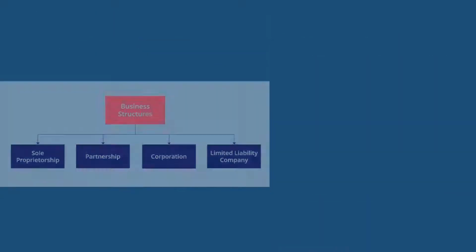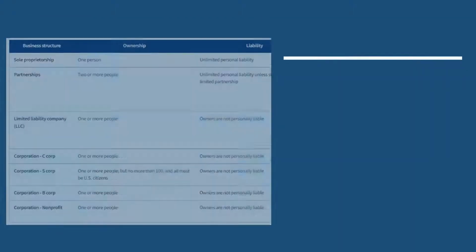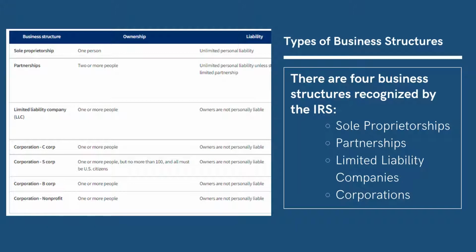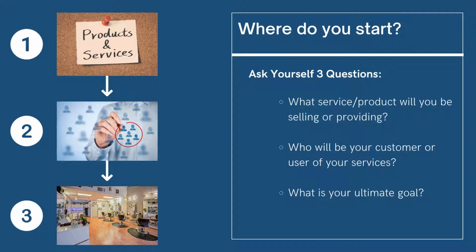Let's start with defining what a business structure is. A business structure is how activities such as task allocation, coordination, and supervision are directed toward the achievement of organizational goals. There are 4 primary business structures recognized by the IRS: sole proprietorships, partnerships, limited liability companies, sometimes referred to as LLCs, and corporations. As we go through each of these 4 business structures, ask yourself 3 questions as you consider which business structure may be the right one for you.